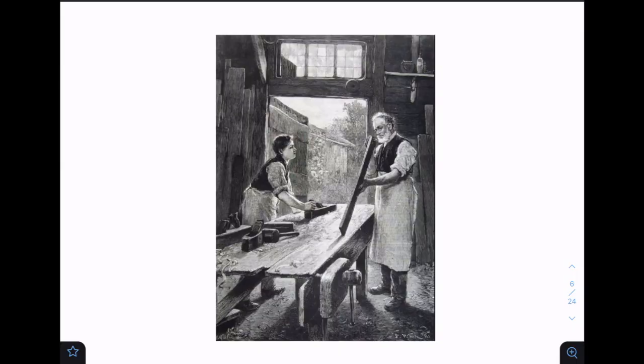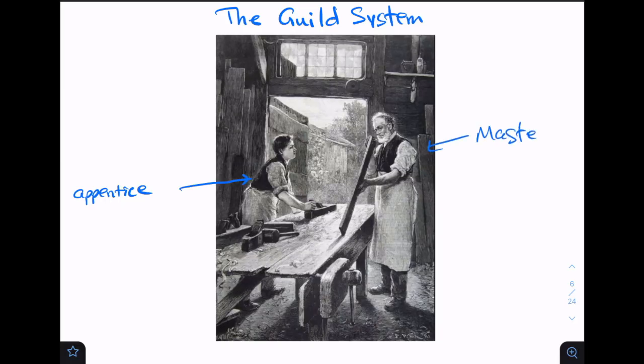If you Google the Guild system, you'll get a picture that looks like this. So for all you history buffs out there, do you know what the Guild system is? How you learn a trade? Anyone? No? The master and the, sorry, go ahead. Exactly, you're an apprentice of a tradesman. So here's the apprentice. And the tradesman is usually called the master. And then there's also something in between that I'm sure nobody in this room knows.